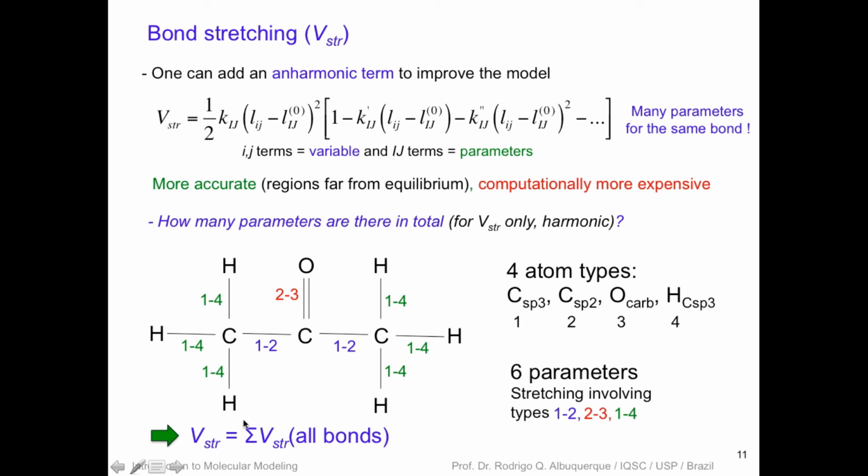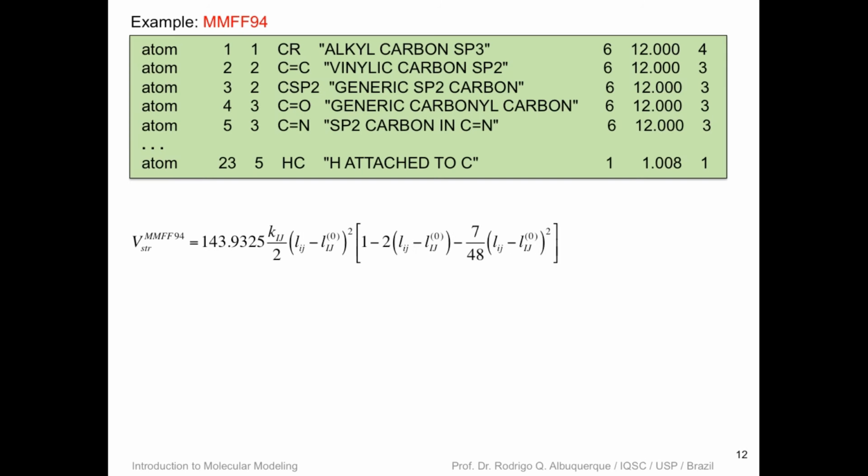And again, to make the total bond stretching potential energy, to calculate this potential energy, we just have to sum over all these bonds here using the appropriate parameters. Here we see an example of the force field MMFF94. This is part of the file where you can find the parameters. This is the attribution of atom types. You see here in this column you have atom types.